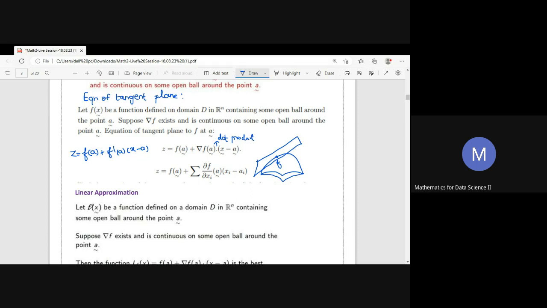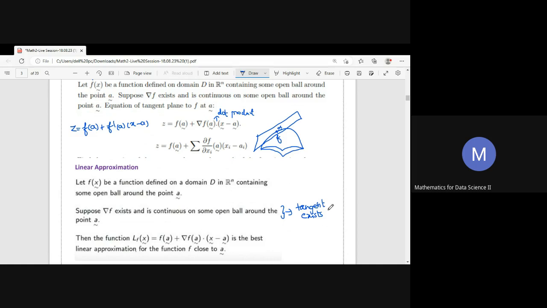So let f of x tilde be a function defined on a domain in Rn containing an open ball around a tilde. So this is your a tilde. Suppose del f exists and is continuous on the open ball. Only if you have this, then you know the tangent exists. So since now the tangent exists, you know how to find the linear approximation. Linear approximation is exactly the tangent plane at this point a tilde.